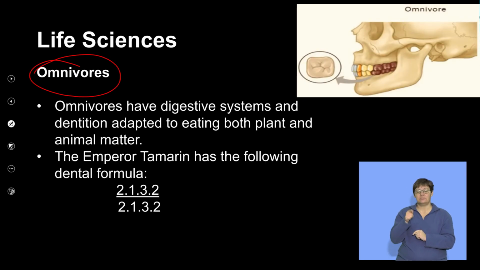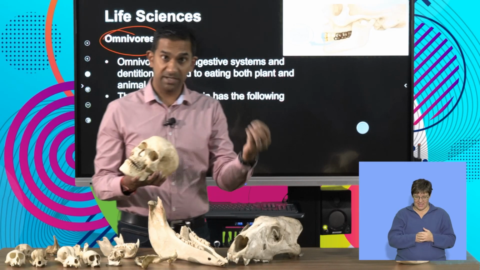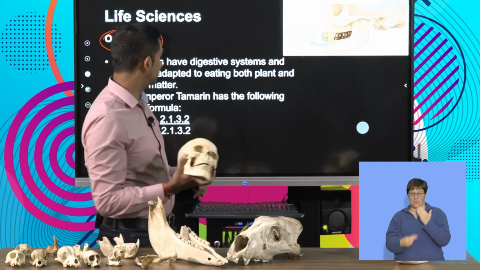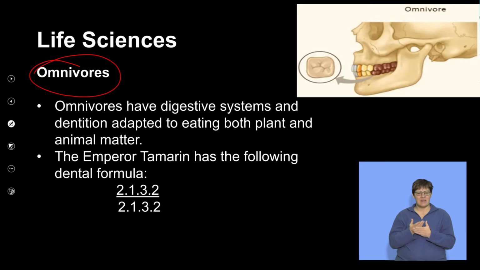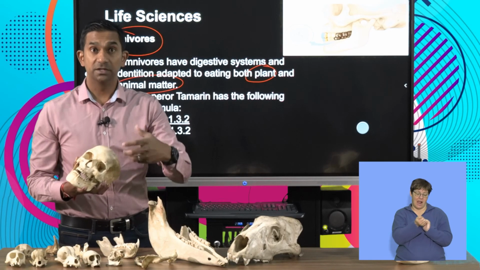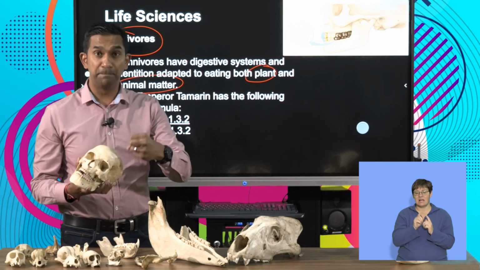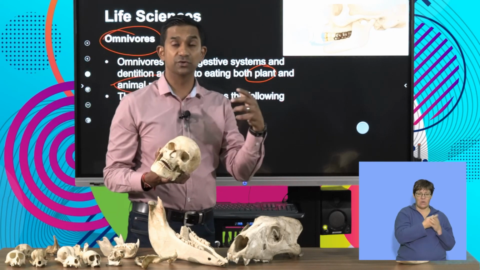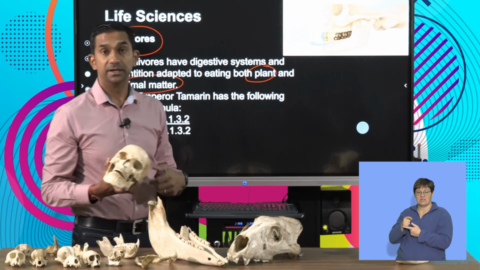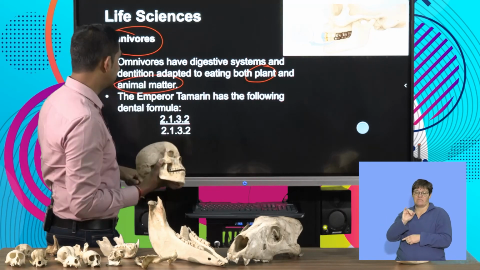So, omnivores have a digestive system that consumes both plant material and animal material. So, the ability to consume plant and animal matter means that we've got to have teeth that allow us to grind the plant material, bite off the plant material, but also grind and chew some of the protein that we get from animal matter.